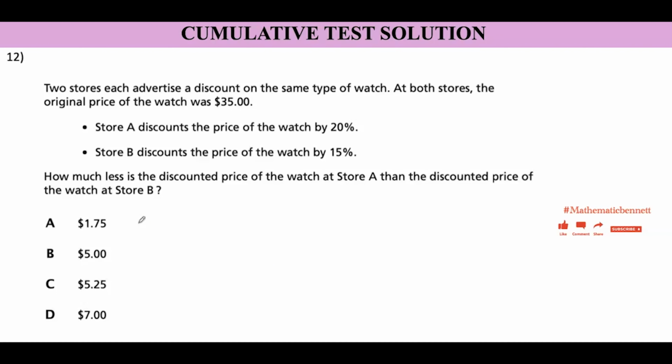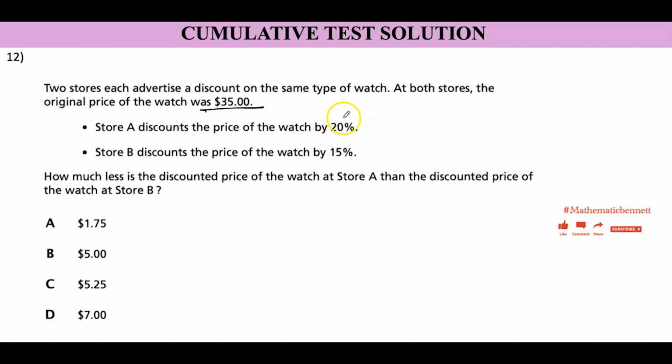2 stores each advertise a discount on the same type of watch. At both stores, the original price of the watch was $35. Store A discounts the price of the watch by 20%. Store B discounts the price of the watch by 15%. How much less is the discounted price of the watch at store A than the discounted price at store B?